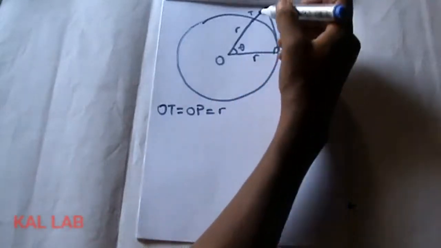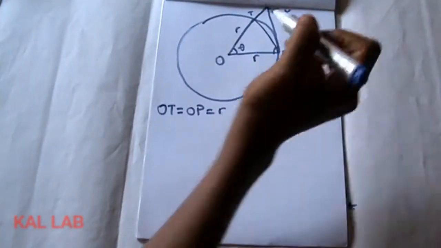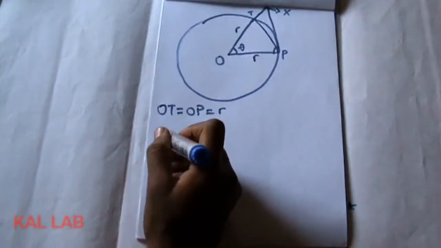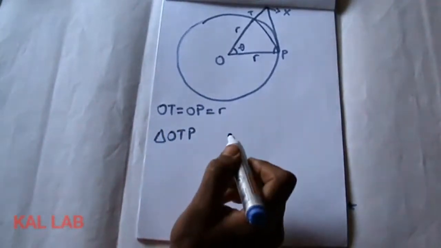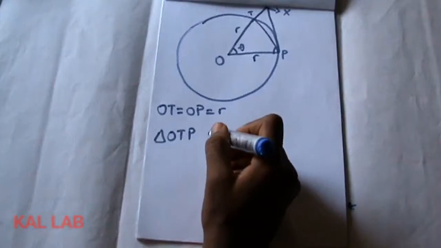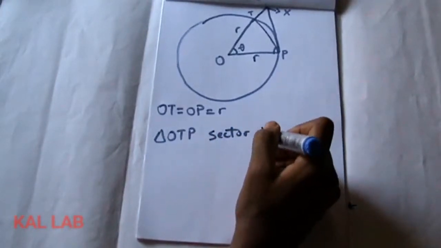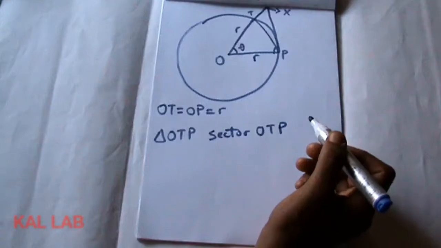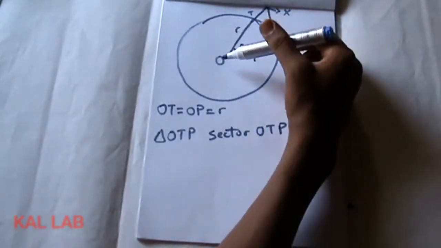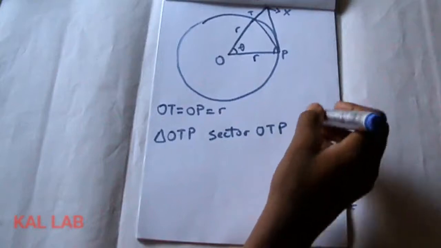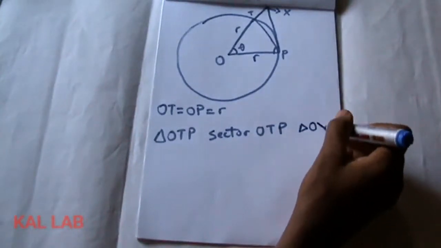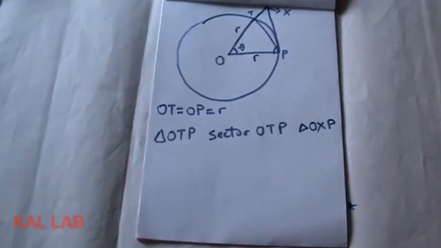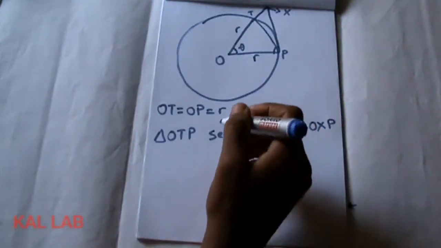Now, from what we've seen here, we have triangle OTP. We also have sector OTP. And if we look at this technically, OXP is another triangle, triangle OXP. So this is our diagram that we're going to use to prove that the limit as theta goes to 0 of sine theta over theta is equal to 1.